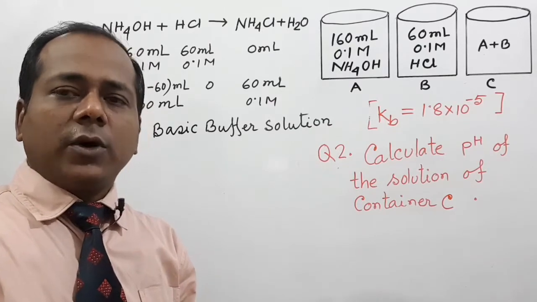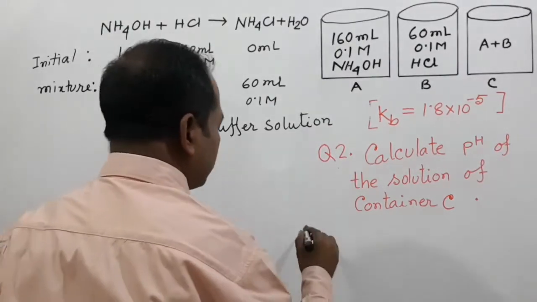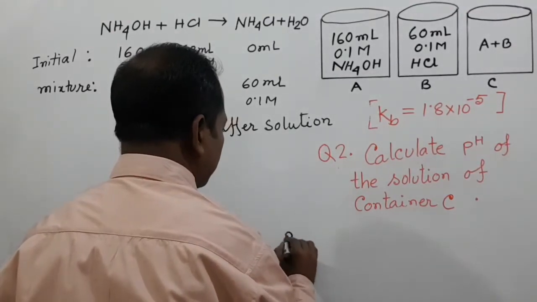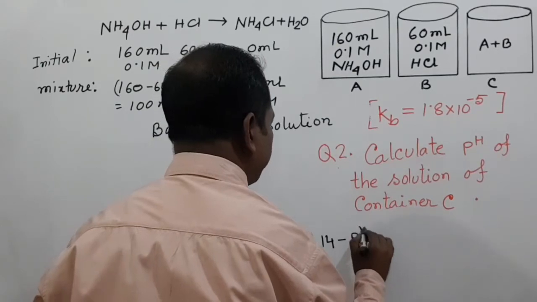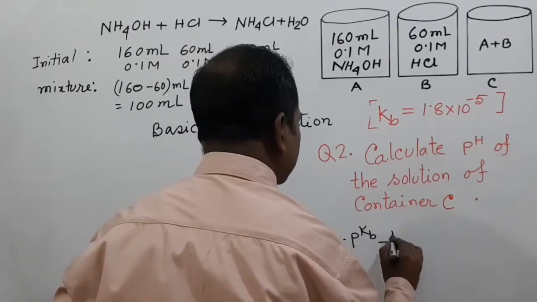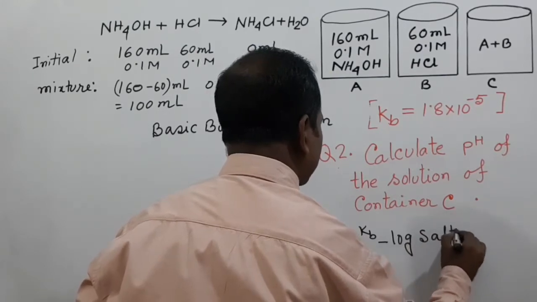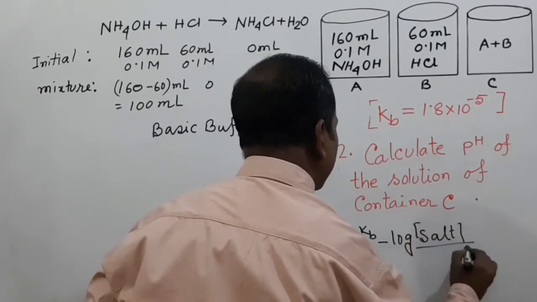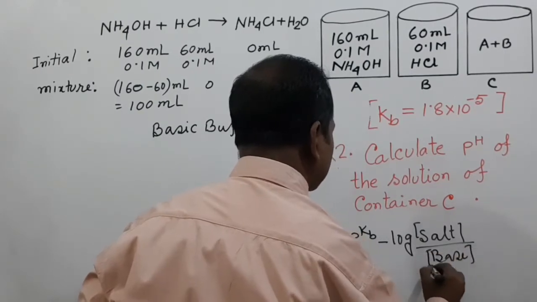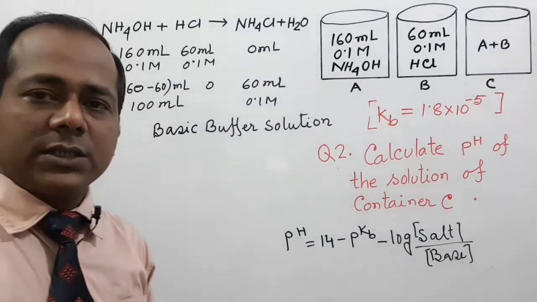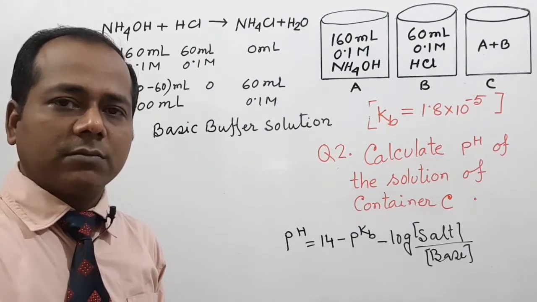So my dear students, we know that the pH formula for a basic buffer solution is pH equal to 14 minus pKb minus log of molar concentration of salt divided by molar concentration of base. This is the pH equation of a basic buffer solution, my dear students.